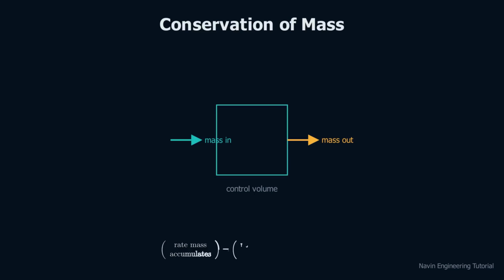In words, this balance says: the rate at which mass accumulates inside the box equals the rate it flows in minus the rate it flows out.